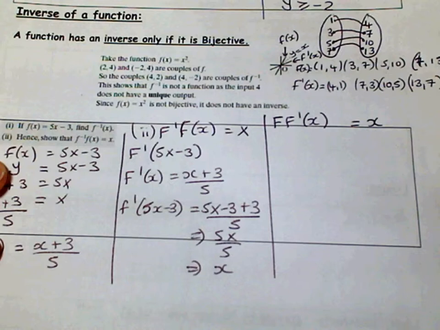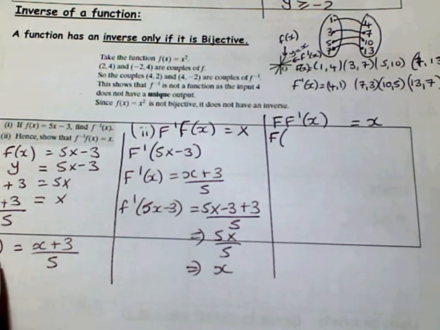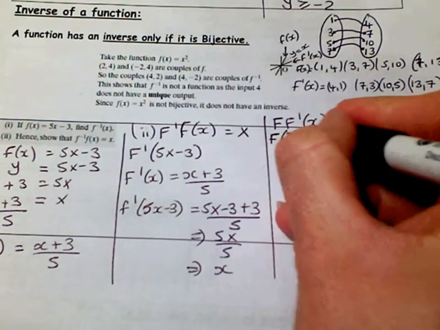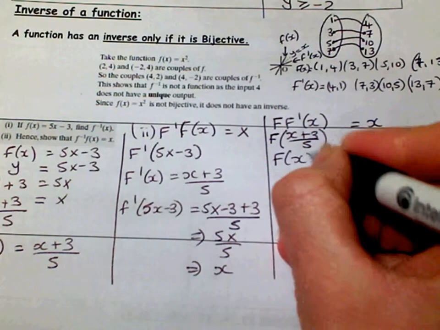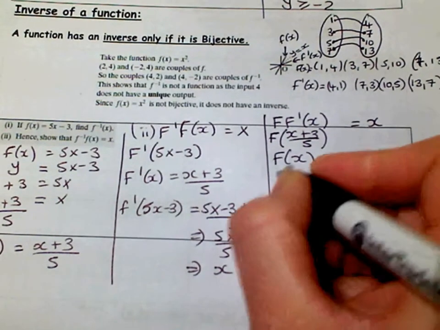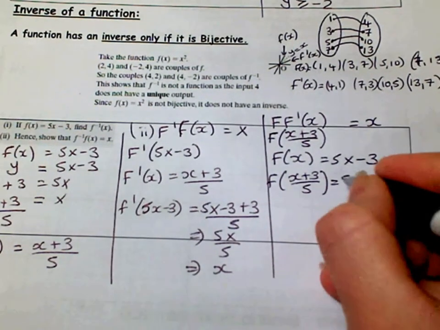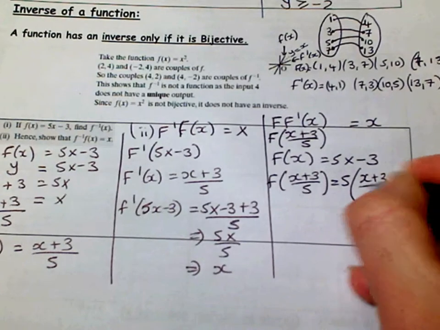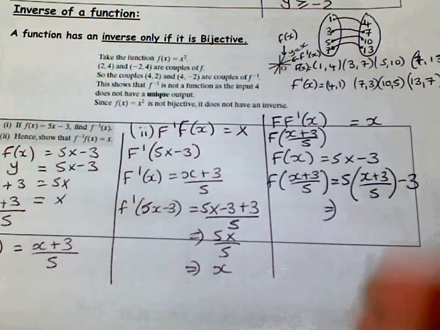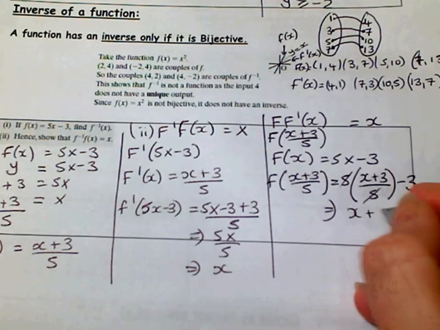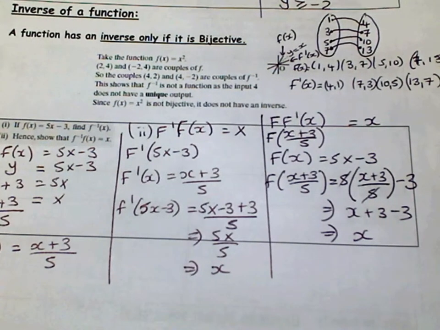Okay, so in this one here we're going to do f of f dash of x. Now we already know that f dash of x is (x + 3) all over 5. So f of x in the question is 5x - 3, so it's f of (x + 3) all over 5. So everywhere we see x, we replace it with (x + 3) all over 5 and take away 3. So your 5's cancel, so you're left with x + 3 - 3, and the minus 3 and the plus 3 cancel, so it's equal to x.